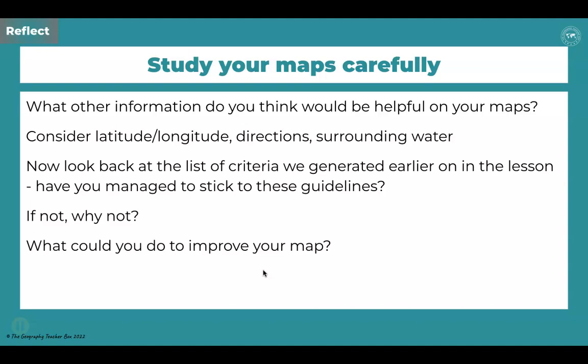Now, to help you with this, I want you to go back to that original list of criteria that we generated at the start of the lesson. And I'd like you to assess your maps according to that criteria. So go through and check, have you included each of those key features? If you haven't, think carefully why you haven't. Have you simply run out of time? Or did you make the decision not to include those on purpose? And then finally, I'd like you to take a few minutes to do what you can to improve your map.